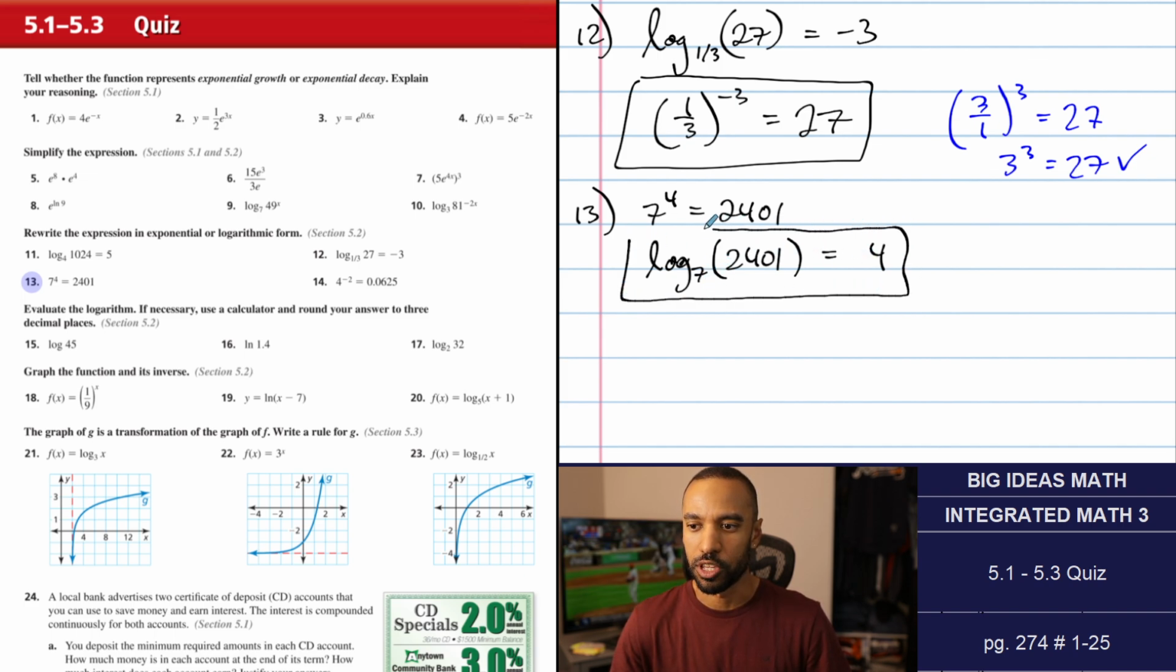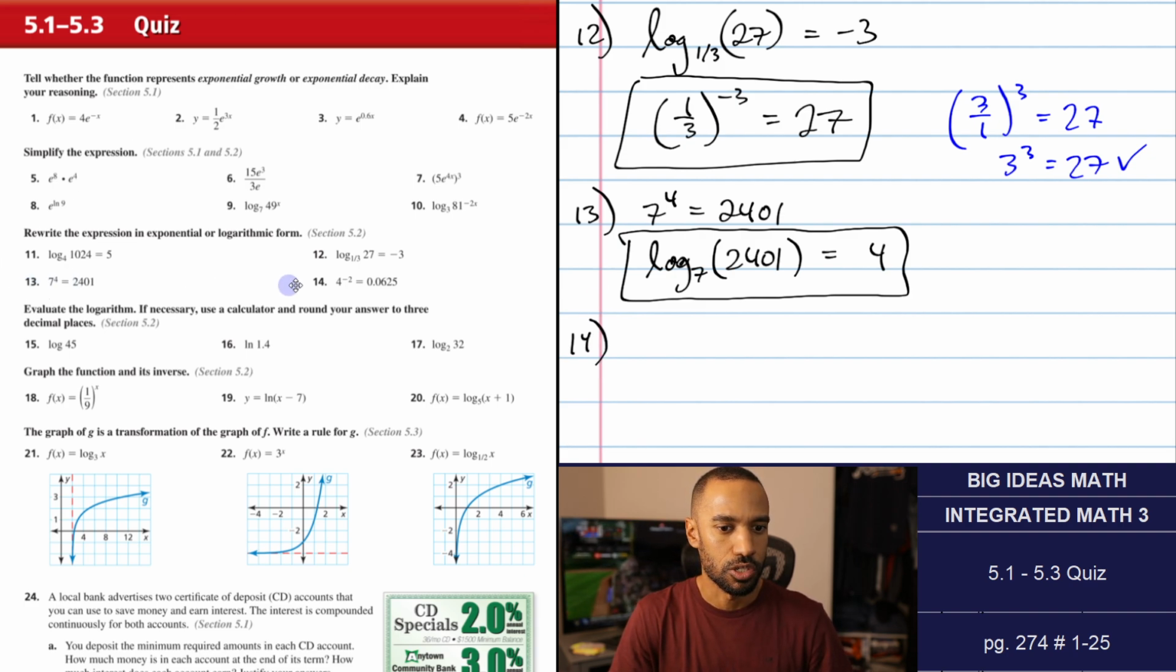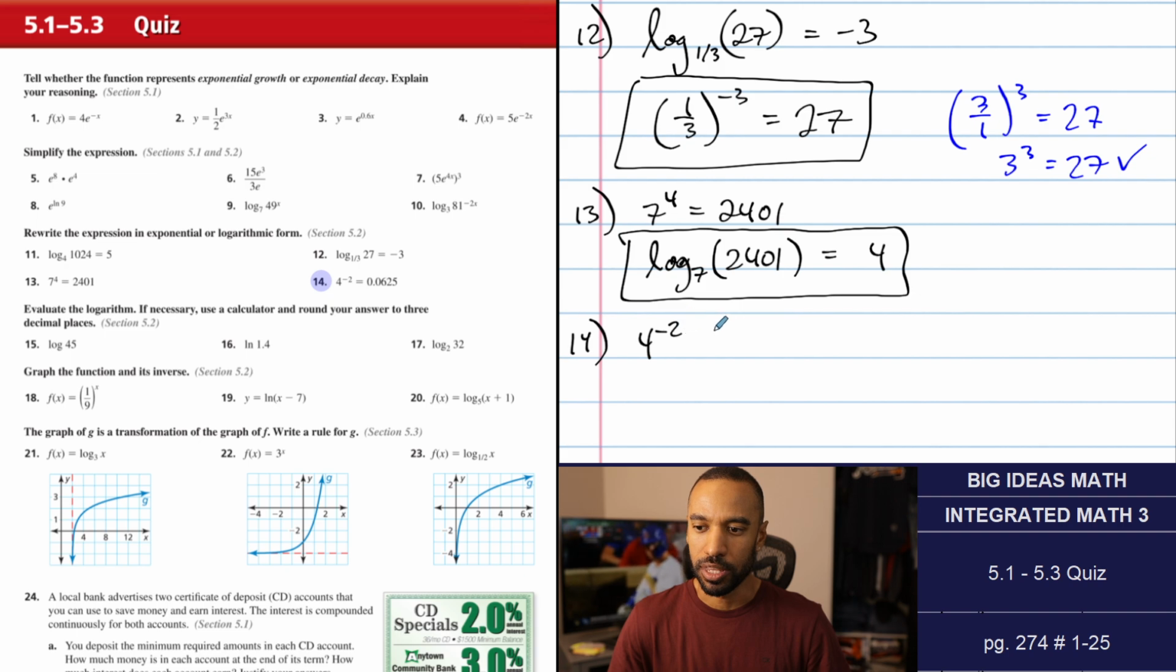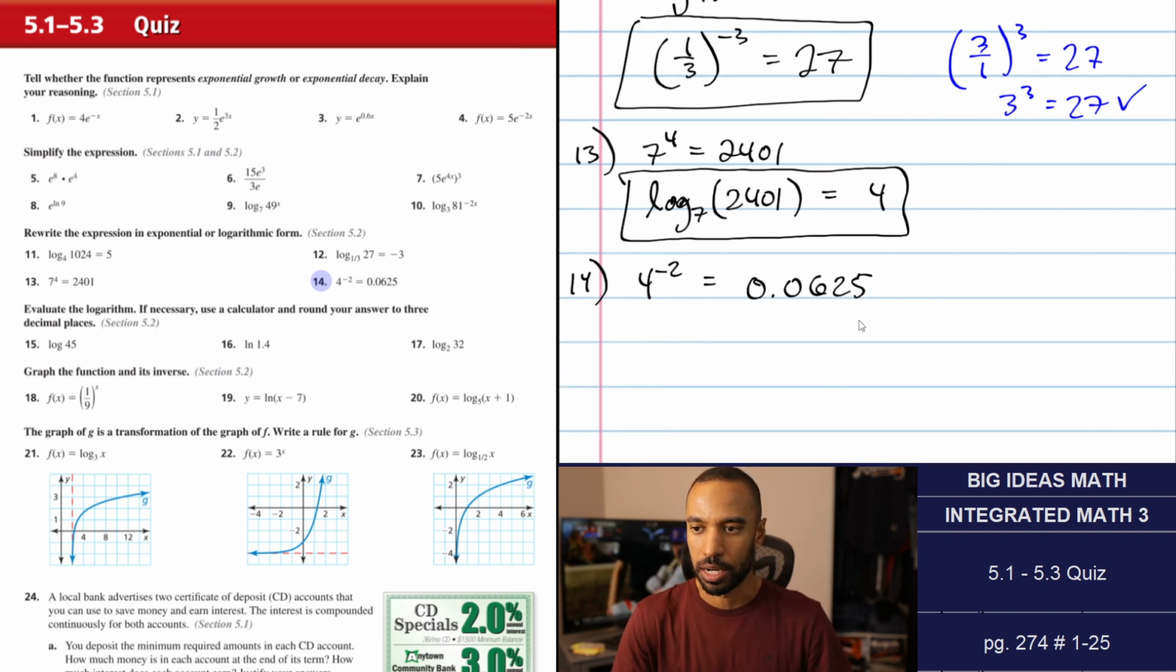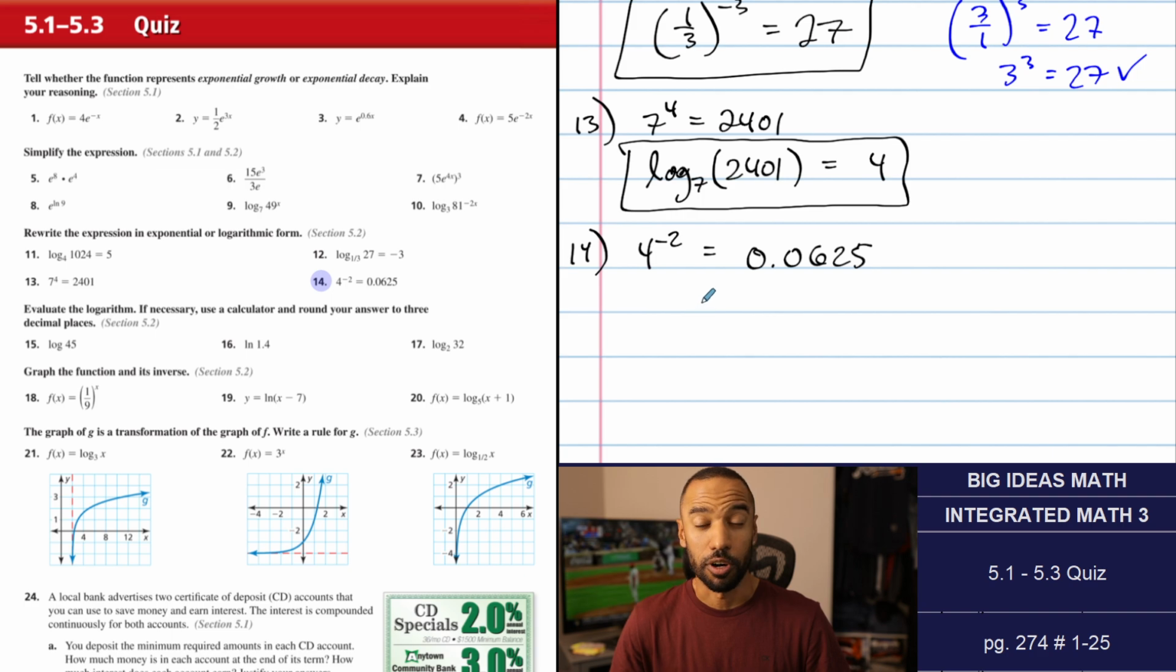There's your log form for this one. And then lastly, number 14, 4 to the negative second power equals 0.0625. I'm sure that's true. After all, 4 to the negative second is 1/4 to the second, which is 1/16. 1/16 must be this number. If you took me a second, I'm sure I could also confirm that for you.